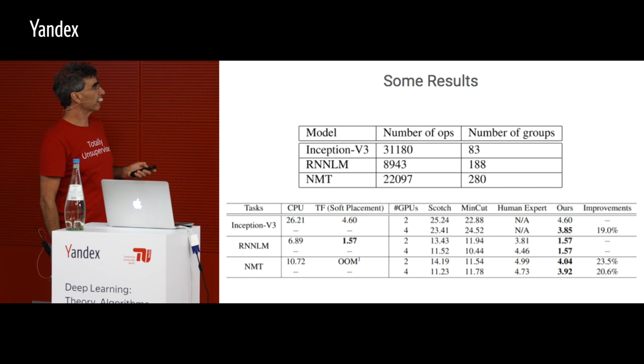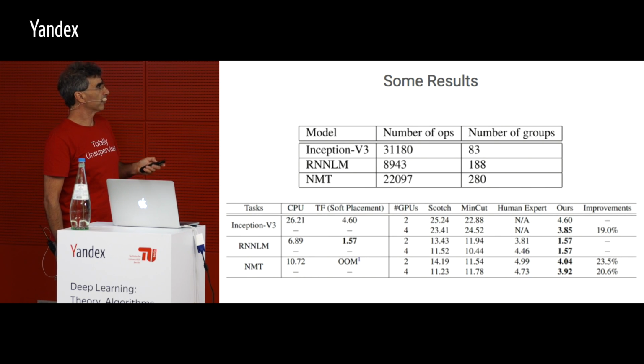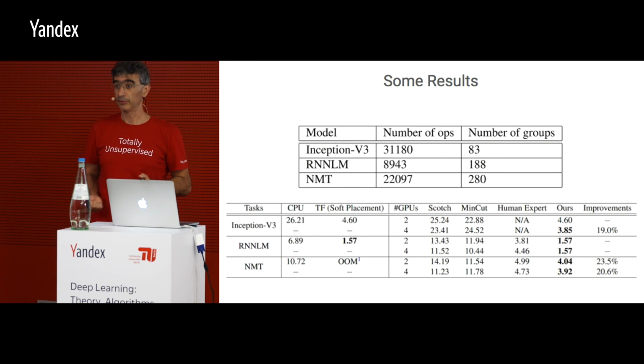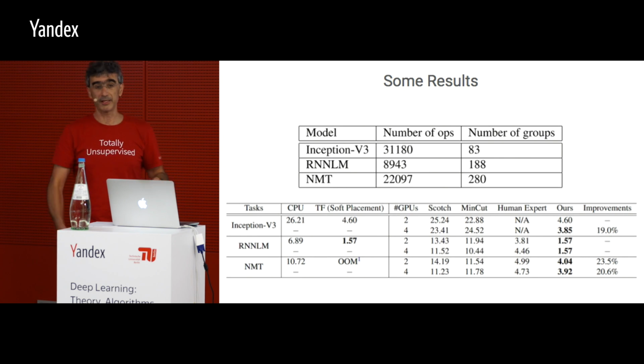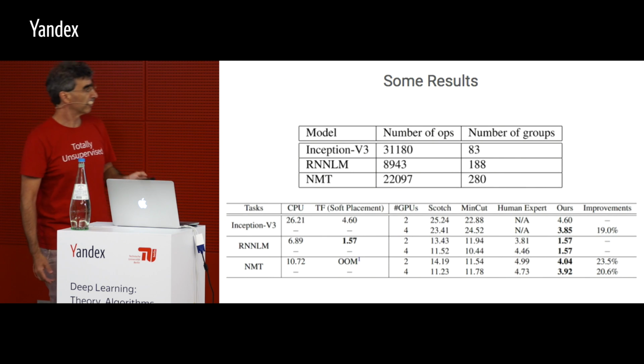Okay, so these are the results that we get. So the number that we see here is the time to actually run a forward-backward pass. So the smaller the better. So these are the numbers if you run on CPU. This is the number that you get if you just ask TensorFlow itself to do a placement. These are if you have access to more resources. So if you have access to 2 or 4 GPUs, for instance, these are heuristics that we can use to solve the problem, Scotch and MinCut. This is if you ask a human what should be the placement. Here's what they get. So this is what we get, and this is the improvement of what we get over the best other ones.